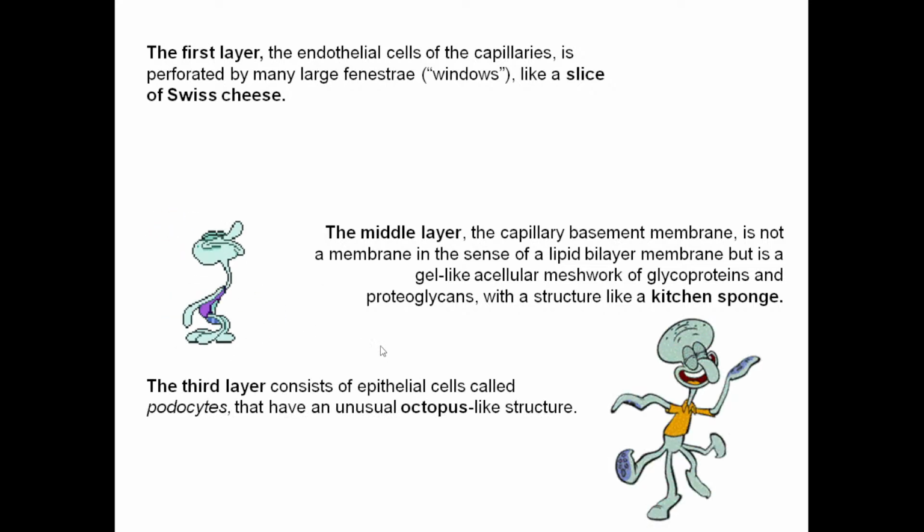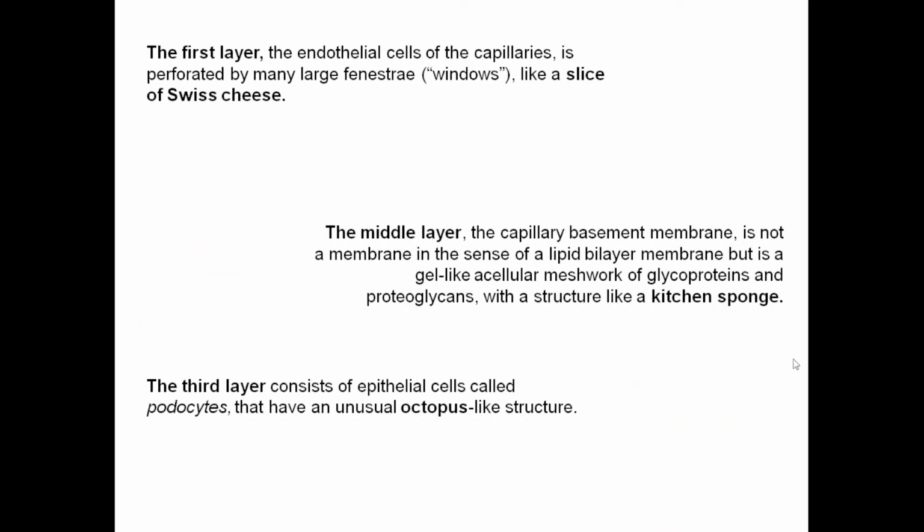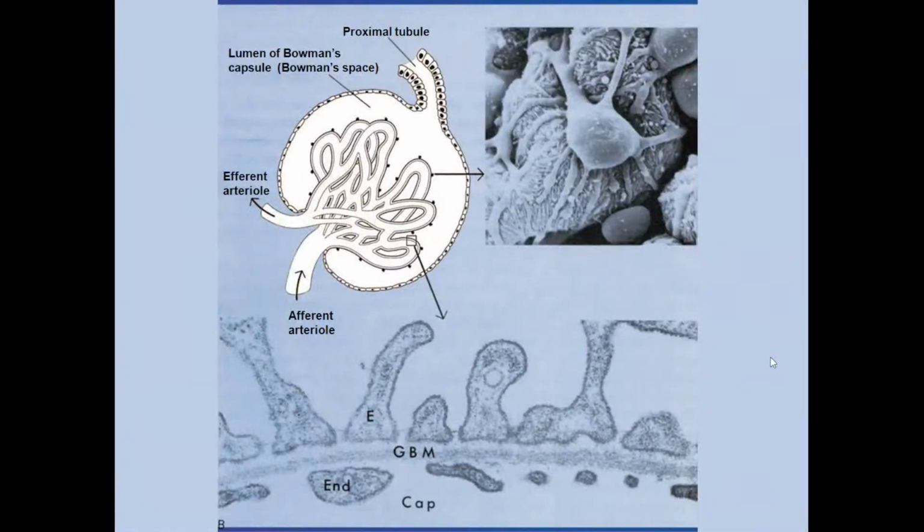And the third layer consists of epithelial cells called podocytes that have an unusual octopus-like structure because of the projections of the podocytes. So once again, the first layer is a slice of cheese, the middle layer is the kitchen sponge, and the third layer is the octopus-like structure. And here on the microphotograph, you can see how exactly this octopus-like structure of the podocytes looks. And this is the filtration barrier on the slide.